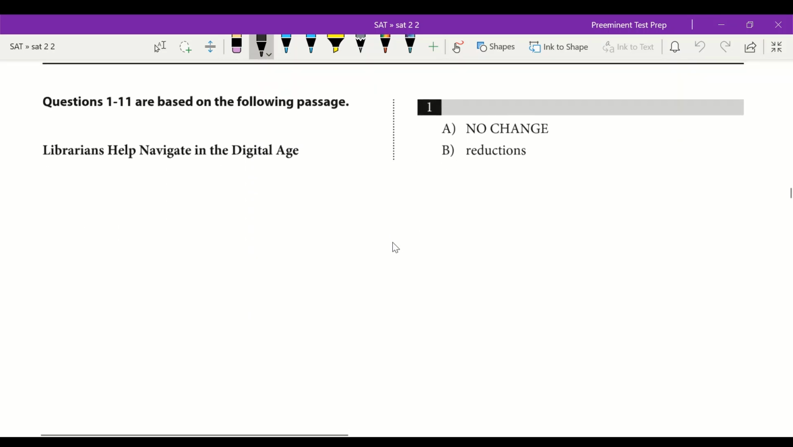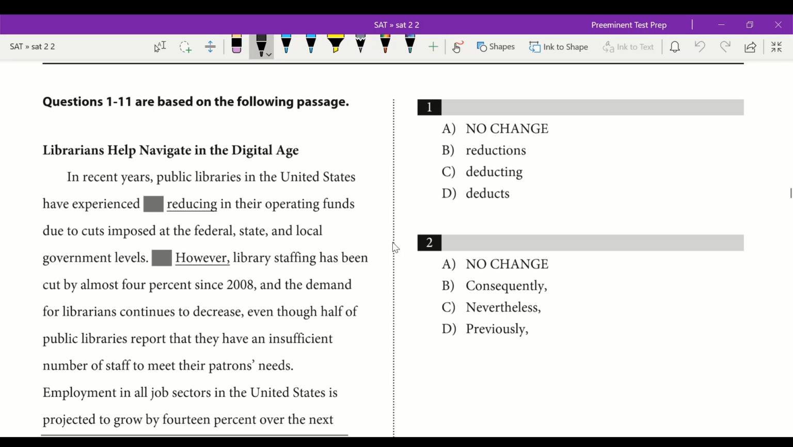So what I'm going to do is take you through each passage, and as we approach questions, I'm going to show you how I would approach them, what to look for, and then ultimately how to solve them using grammar rules and also just using logical reasoning. So we'll go ahead and start with our first section.